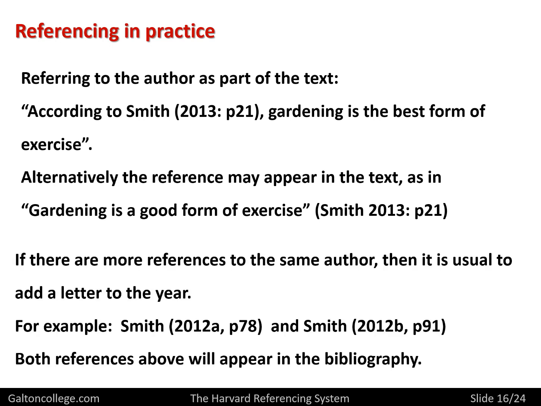If there are more references to the same author, then it is usual to add a letter to the year. For example, Smith 2012A, page 78, and Smith 2012B, page 91. In other words, there are perhaps 2 books or 2 pamphlets or 2 videos or whatever it is by the same person, and we've just denoted A and B in this case, and in the bibliography they'll have their full titles. And as I said, these references will appear in the bibliography.